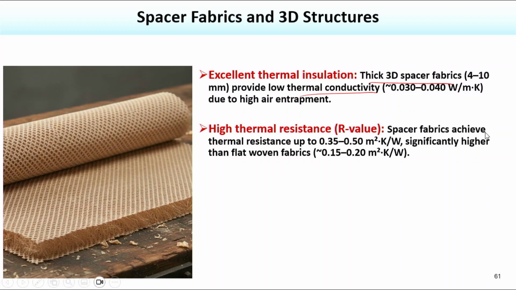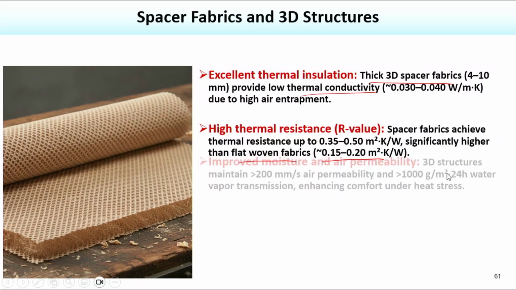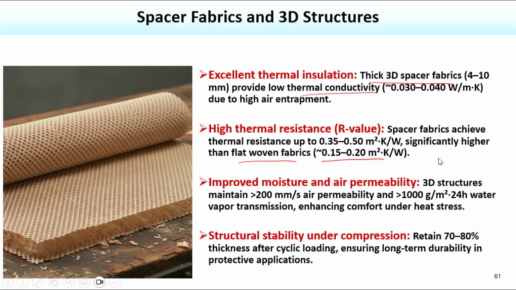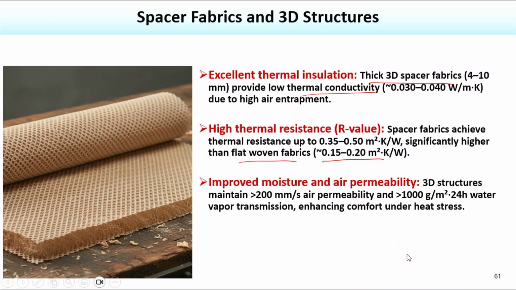Spacer fabric achieves thermal resistance of 0.35 to 0.5 square meter Kelvin per watt, significantly higher than the flat woven fabric. So, you can see it is typically 3 to 4 times higher. Improved moisture and air permeability because of the open 3D structure. So, air can transmit very easily.